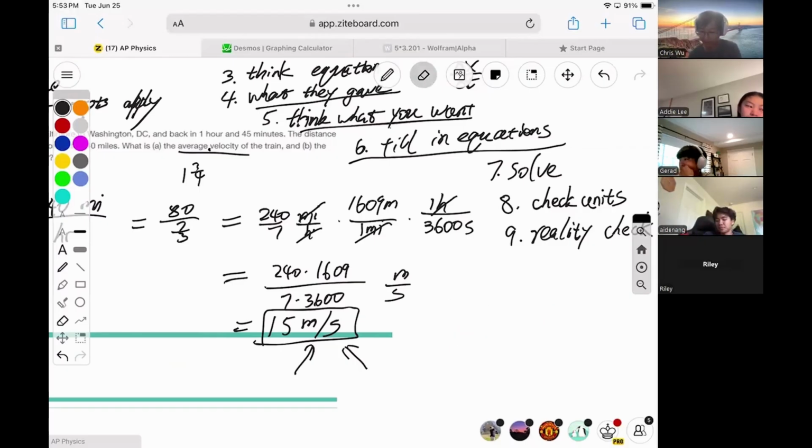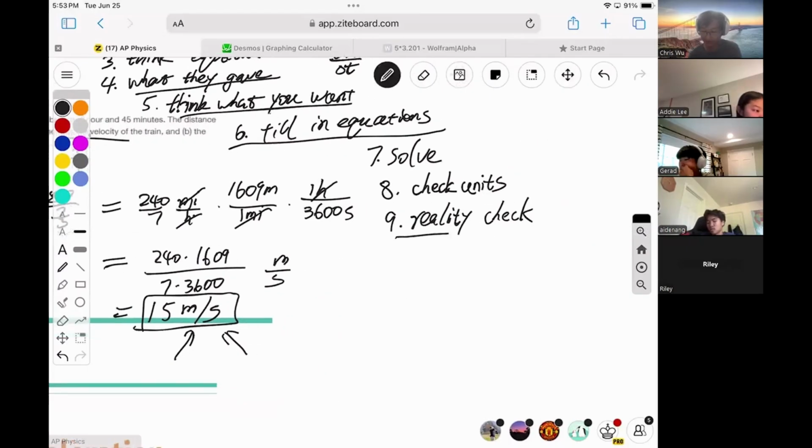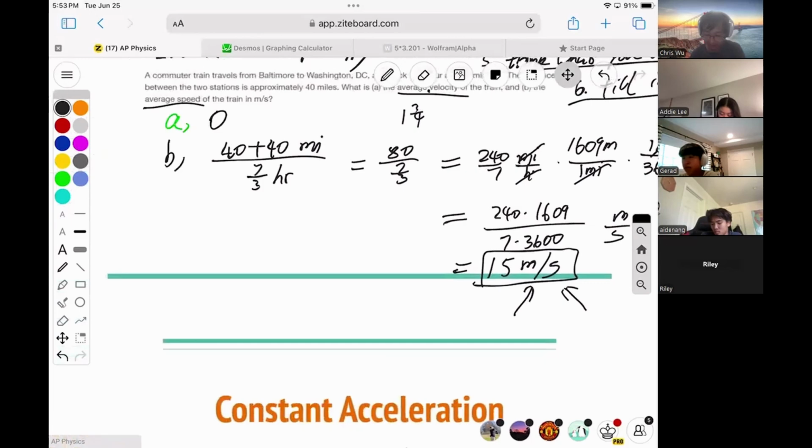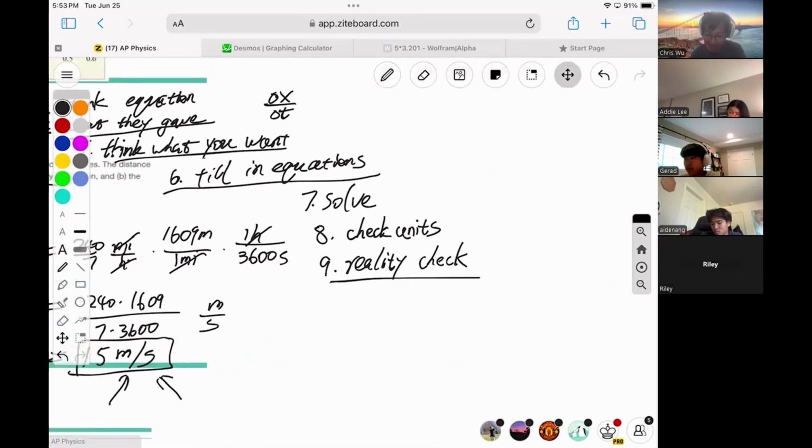So always do a reality check or gut check. Does this sound right? Does this sound in the ballpark of the number I'm expecting? If it's not, then check your math, check the process. So this really helps when you have extra time on your test.